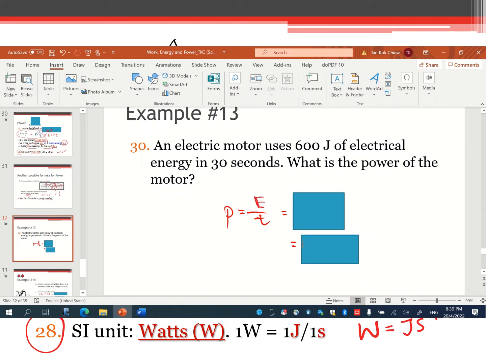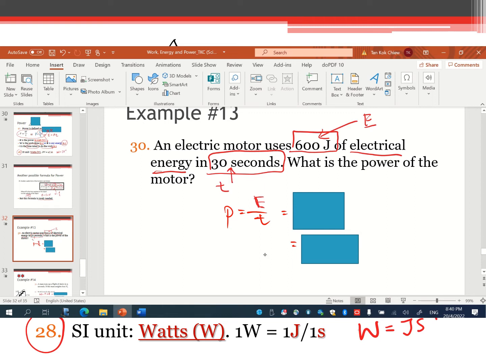Example 13, point number 30. Okay, so let's look at one example of how, for an electric motor, this formula power equals energy over time can be used in the simplest way in this very easy question. So an electric motor uses 600 joule. I don't know what energy this is, but down here the question says it is electrical energy. So it's neither kinetic, work done, or potential energy. But now I see an electrical energy and it is measured in joule. So this tells me it is an energy. And it is used for 30 seconds, which means this is my time.